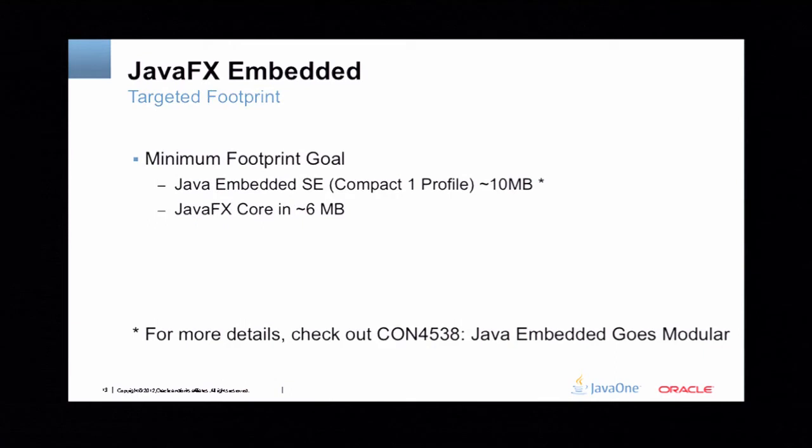Also of real importance to most embedded developers is what's the footprint of all of this? SE8's got a rather large footprint because it's got CORBA and several other packages that I probably am not going to use in my application development. Well, with SE Embedded, we're looking at a compact profile of around 10 meg. Added on top of that, JavaFX Core, which I'll explain a little bit more about what that is. We're looking at hitting around 6 meg. So for a 16 meg flash footprint, you'll have a very capable graphical user interface.